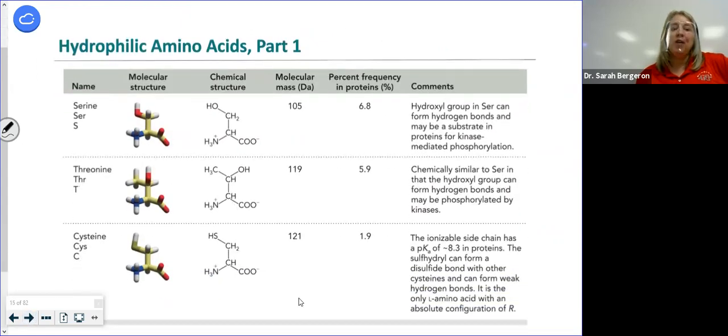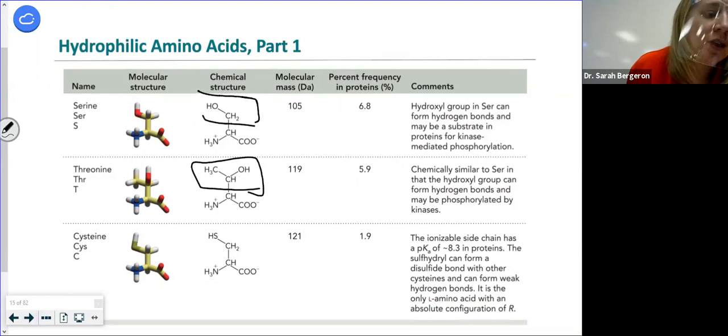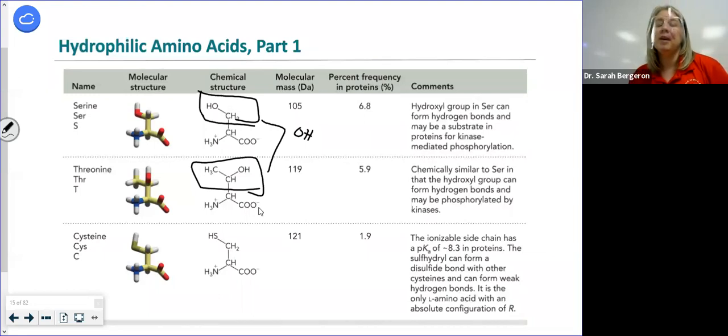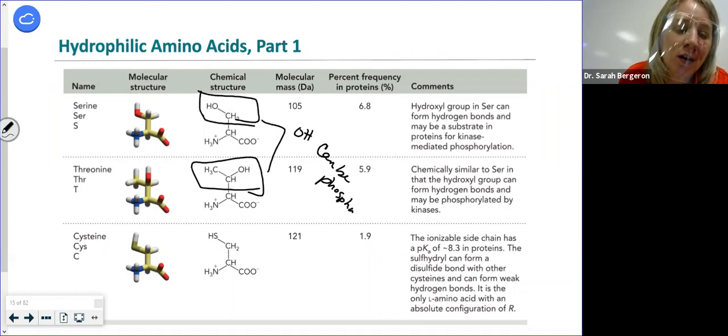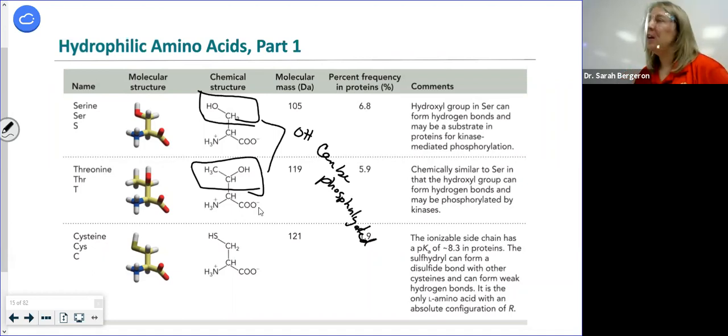Okay, hydrophilic amino acids. In serine, what gives me that hydrophilic characteristic? My hydroxyl, right? Threonine, what do I have? OH. Okay, in these, these are my side chains. These are super important because this OH can be phosphorylated. Do you remember we talked about that in the beginning? If something was phosphorylated and dephosphorylated, it can turn things off and on.